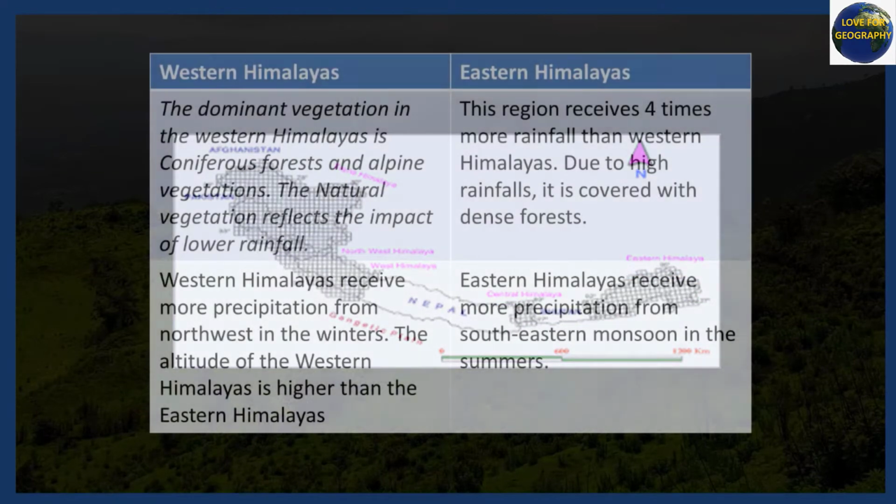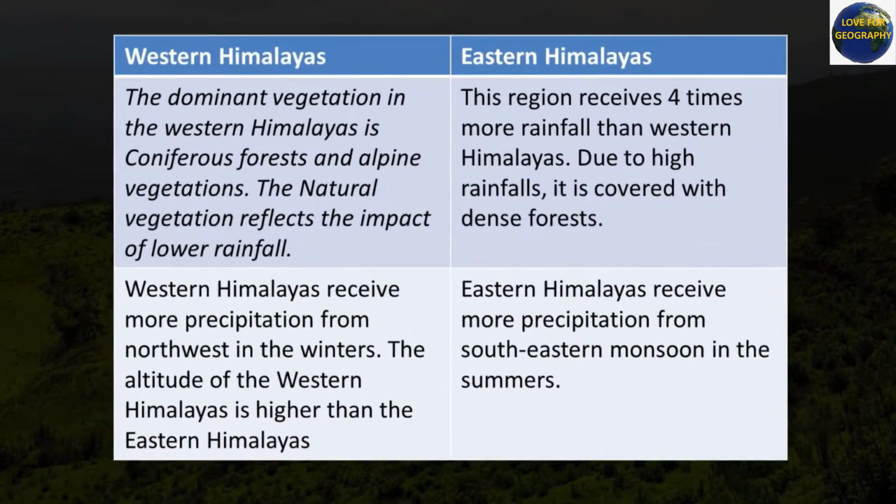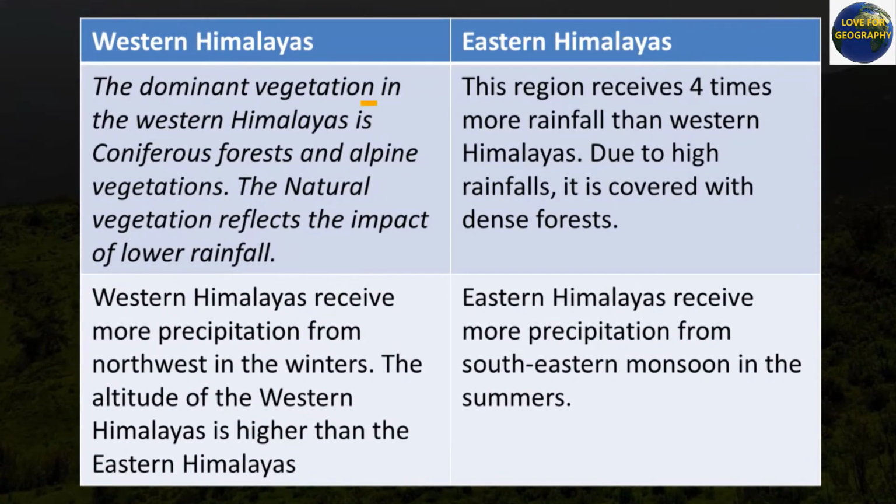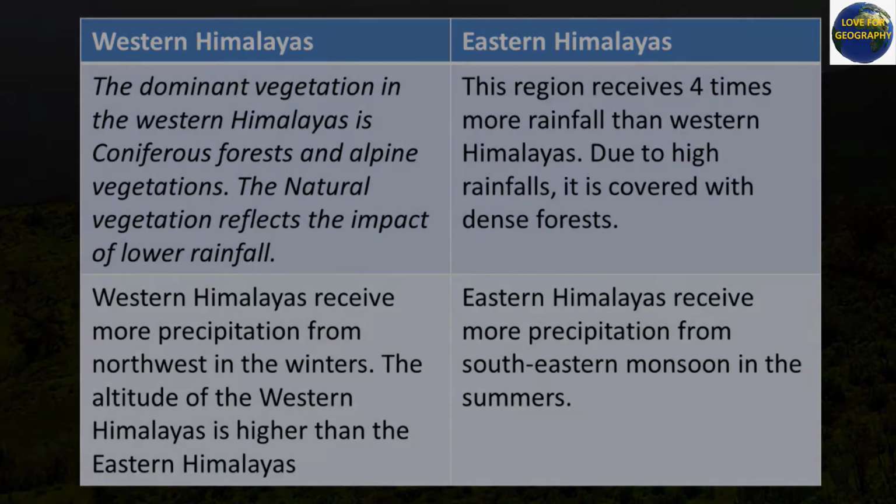There are a few differences between the Eastern Himalayas and the Western Himalayas. The dominant vegetation in the Western Himalayas is coniferous forest and alpine vegetation. The natural vegetation reflects the impact of lower rainfall. The eastern region receives 4 times more rainfall than the Western Himalayas. Due to high rainfall, it is covered with dense forest. The altitude of the Western Himalayas is higher than the Eastern Himalayas. Here, you have to remember the southern slopes of the Himalayas carry a thicker vegetation cover.